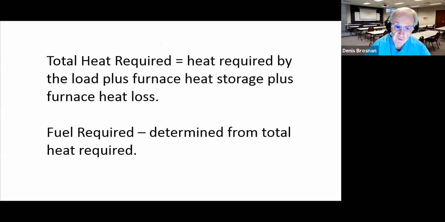In the other two simulations and in this unit of the course, we've always said the total heat required equals the heat required by the load. We have to heat up the load to the sintering temperature, plus we have to add in the furnace heat storage, plus we have to add in the furnace heat losses. And there are several places that we can have heat losses, of course. So that's the statement of the law of conservation of energy. It's just a simple energy balance.